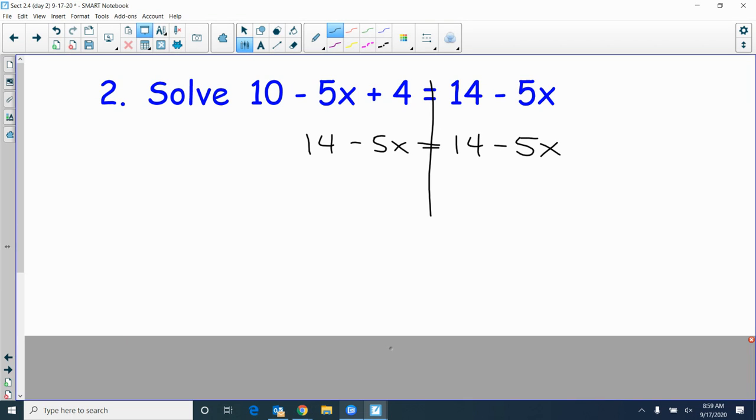Now we want to move something. All right, Joe, what do you think we're going to move here, or how are we going to do this next step? What do you think? Want to move one of the x's.